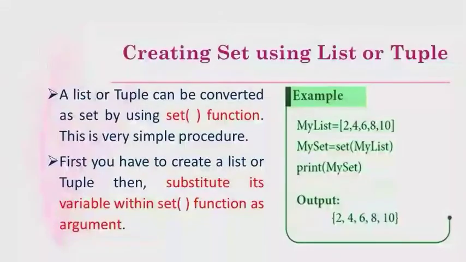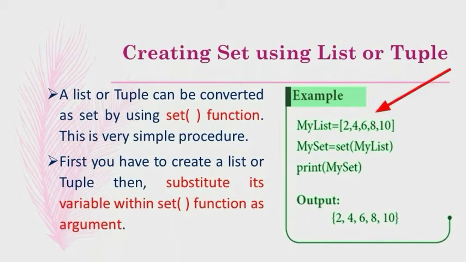Next let us see about creating a set using a list or tuple. A list or tuple can be converted into a set by using the set function. For that, first you have to create a list or tuple, then substitute its variable within the set function as an argument. See this example. Here a list is given. My list is the variable name, equal to 2, 4, 6, 8, 10 enclosed within square brackets. So this is a list, not a tuple.